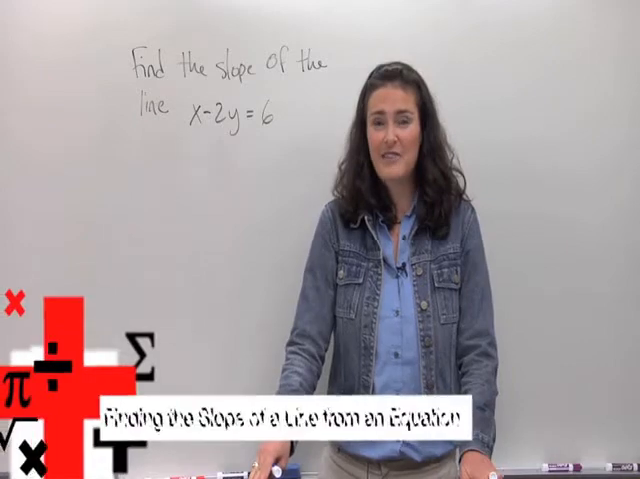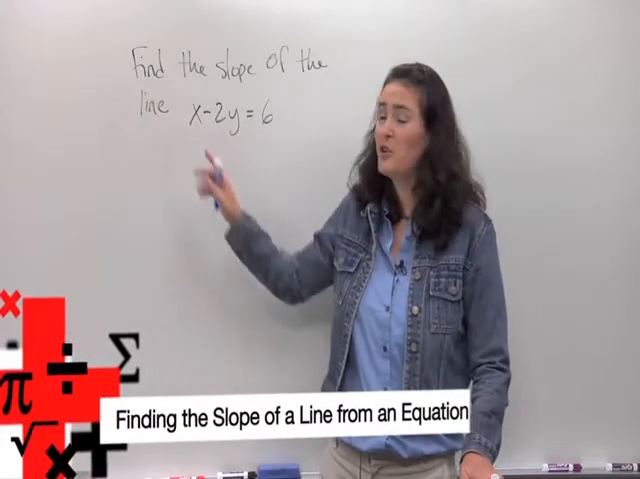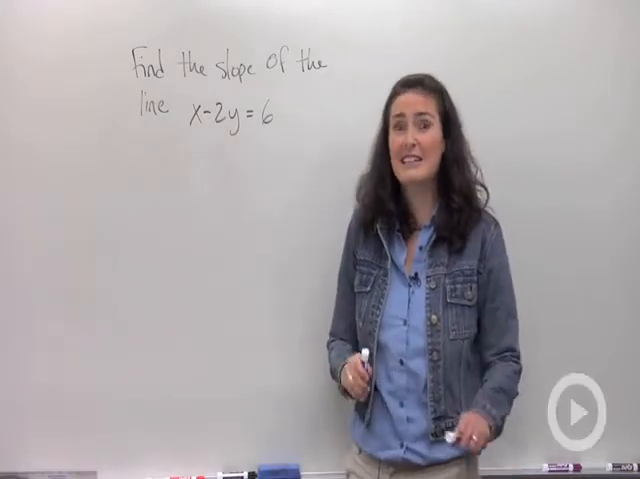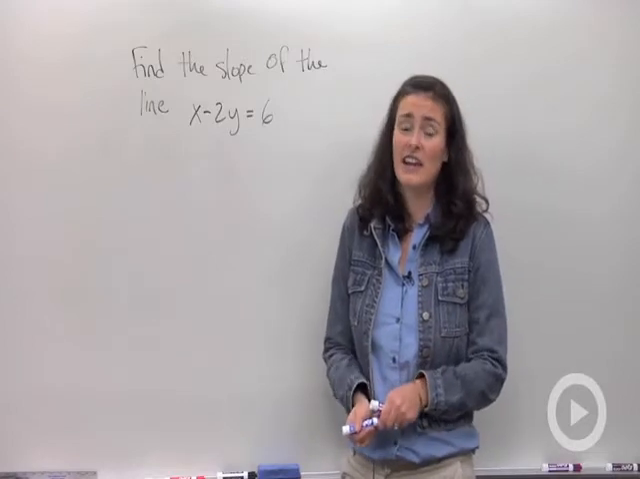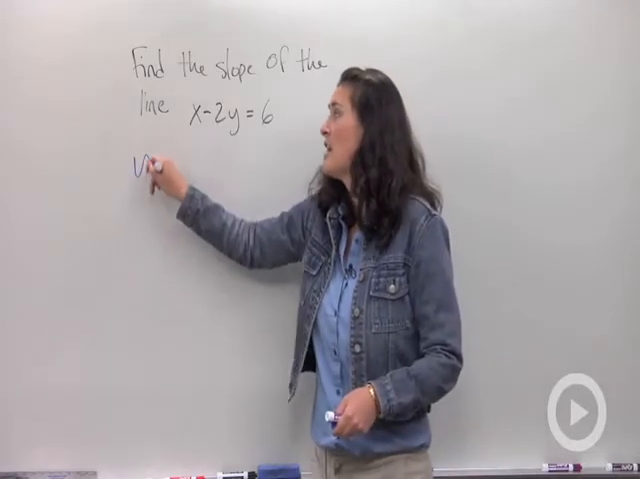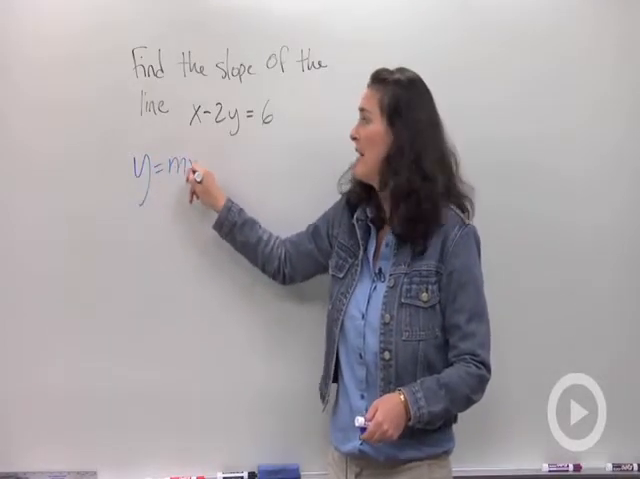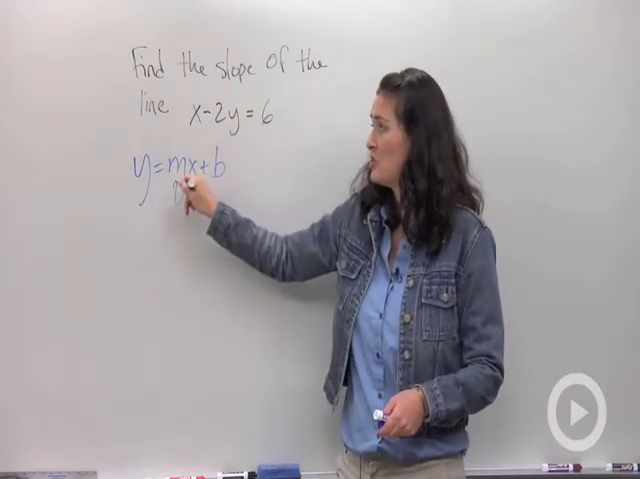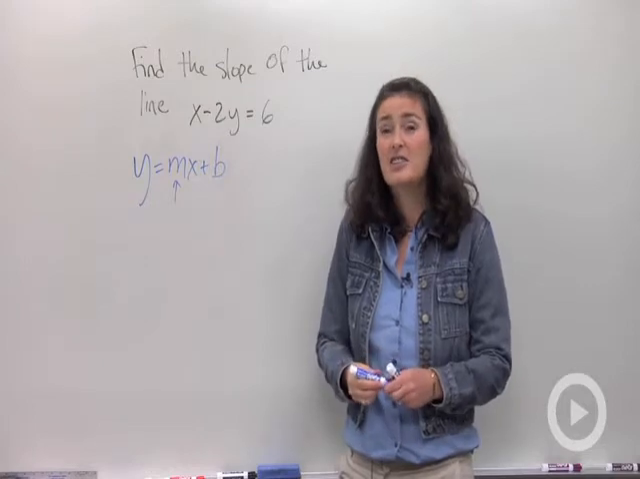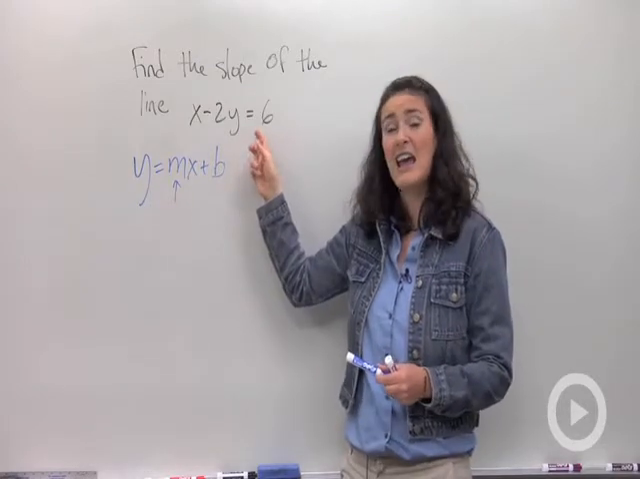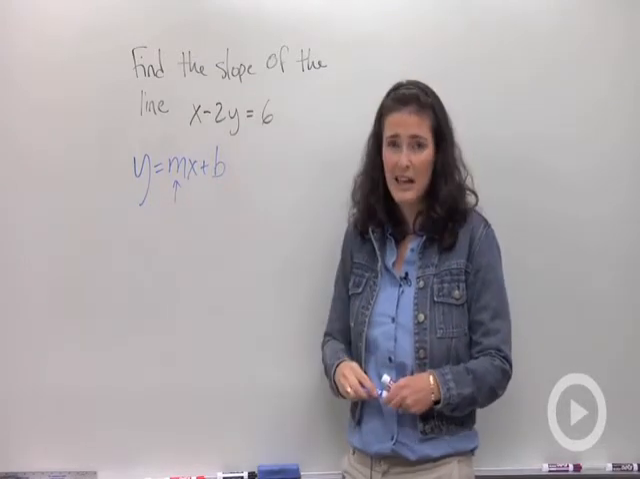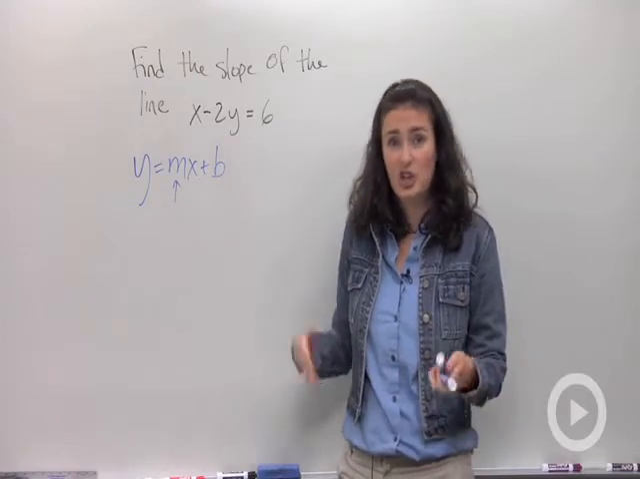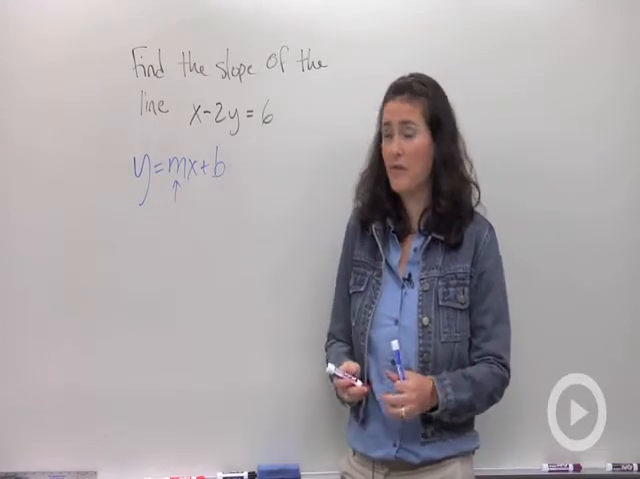When you're asked to find the slope of the line for a given equation, it can be really easy if the line is already in y equals mx plus b form. If you remember, when y is all by itself and we have an equation solved for y, the slope is just the coefficient of x. So if I can take this line and solve for y so that y is isolated, then my slope number is going to jump out at me. It's just going to be the coefficient of x.